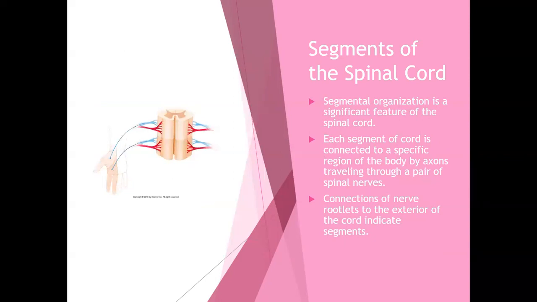There's a segmental organization. Each segment of the cord is connected to a specific region of the body by axons traveling through a pair of spinal nerves. Connections of the nerve rootlets to the exterior of the cord in those anterolateral and posterolateral sulci indicate the cord segments. So it's very organized, even though there's a lot of complicated stuff going on in there.